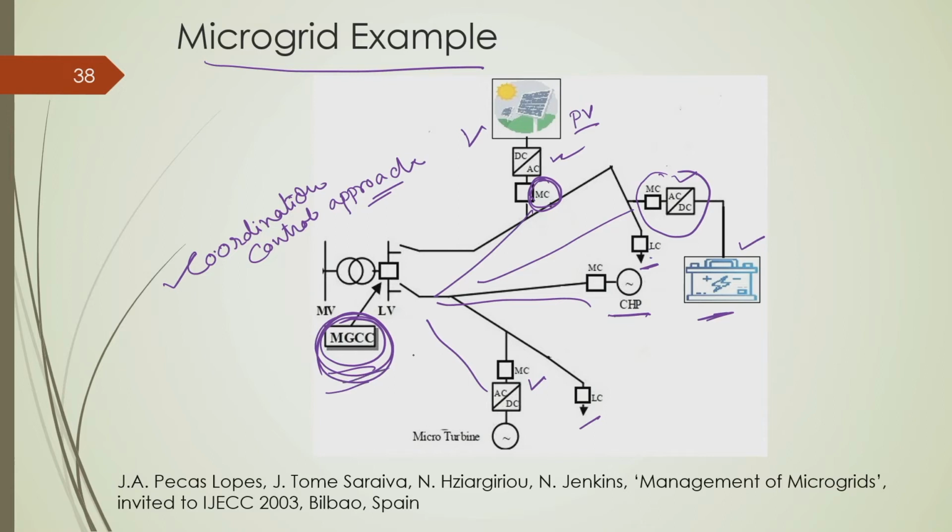The coordination control approach controls the individual microgrid controllers from the centralized controller. Since all these things are in the very vicinity, within a small geographical locality, a few meters away from each other, it is very easy to collect data and to communicate the set points to the controllers.